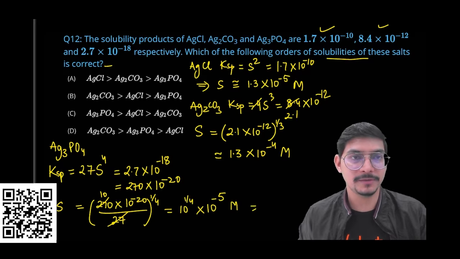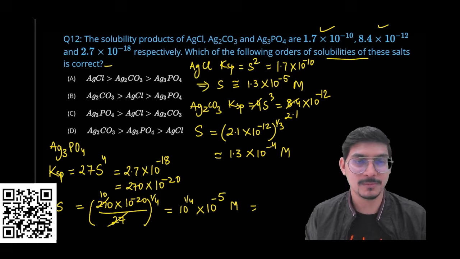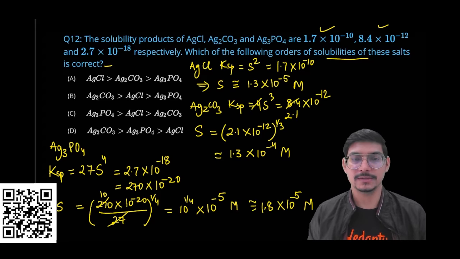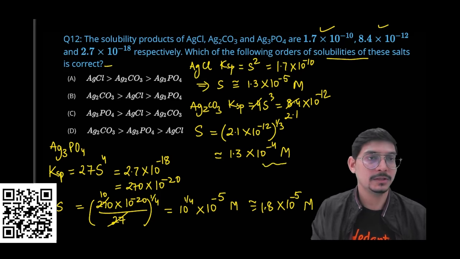So 10 to the power 1 by 4 is a little tricky, right? So this would come out to be approximately 1.8 into 10 raised to the power minus 5 molar. So we can see that the maximum solubility is for silver carbonate because it is of the order of 10 to the minus 4, right? So silver carbonate, maximum solubility.